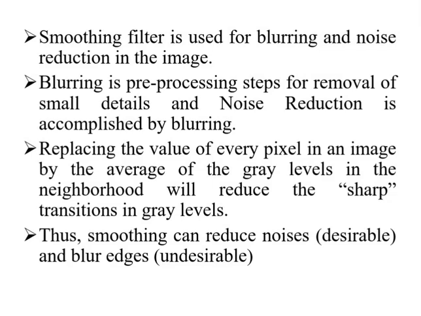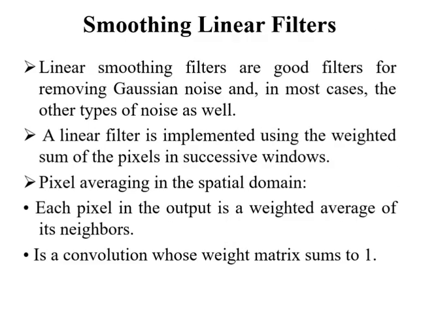The idea behind smoothing filter is straightforward: replacing the value of every pixel in an image by the average of the intensity levels in the neighborhood defined by the filter mask. This process results in an image with reduced sharp transitions in intensities, because random noise typically consists of sharp transitions in intensity levels. The most obvious application of smoothing is noise reduction.